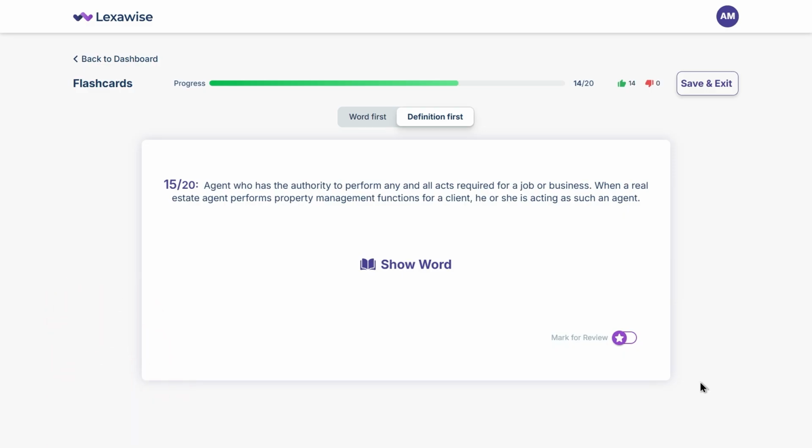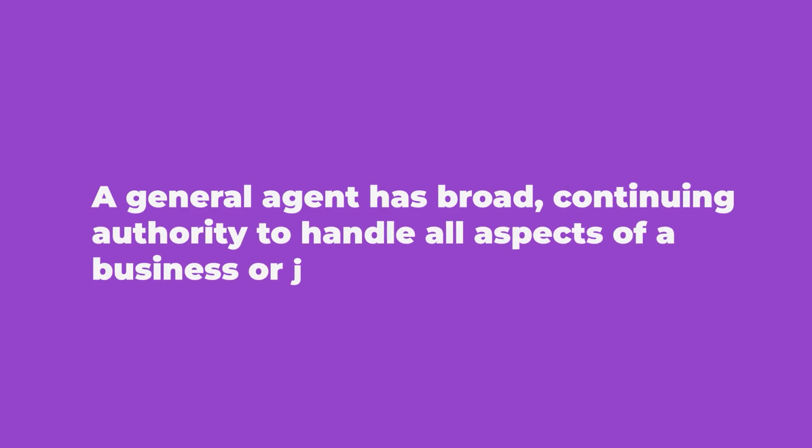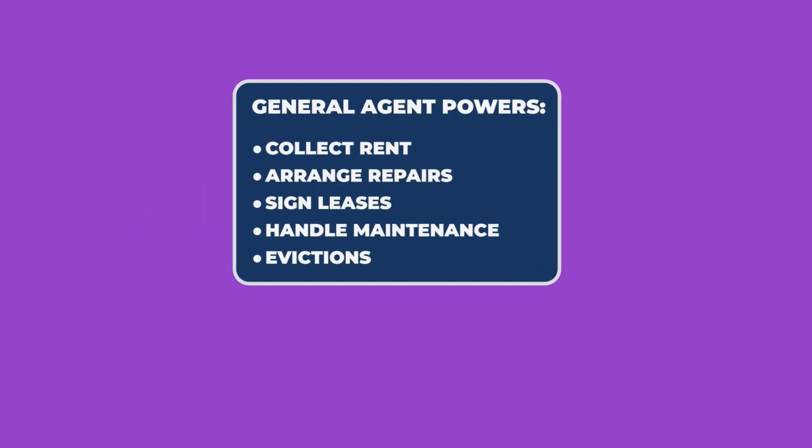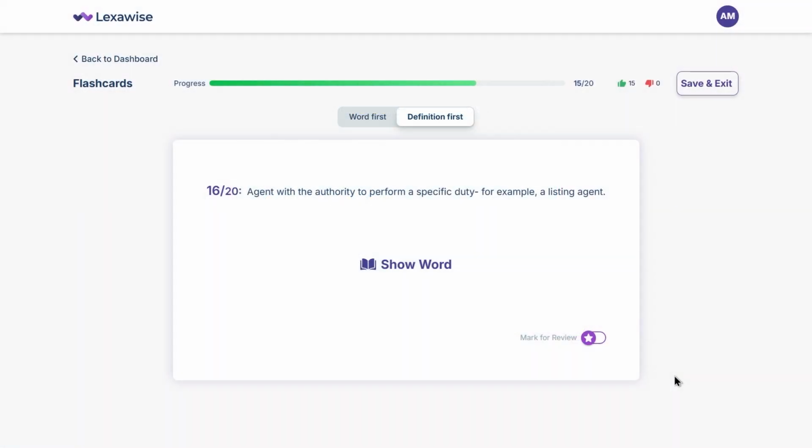The term is general agent. A general agent has broad, continuing authority to handle all aspects of a business or job. Property managers are classic examples. They collect rent, arrange repairs, handle tenant issues, renew leases. They have ongoing authority to make decisions within the scope of managing the property. This is the most common type of agent in real estate.